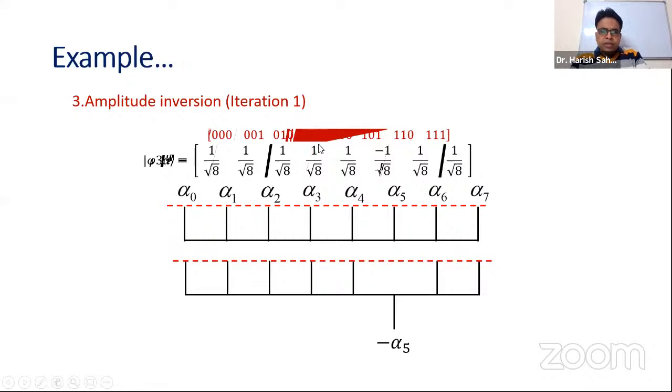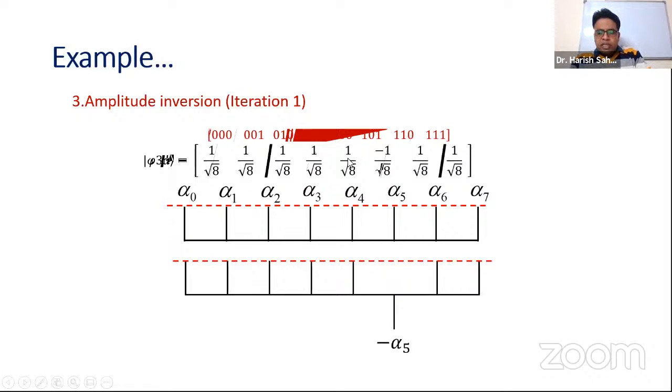Some distortion is happening. Okay, some formatting is misplaced here. So, let's keep it here.